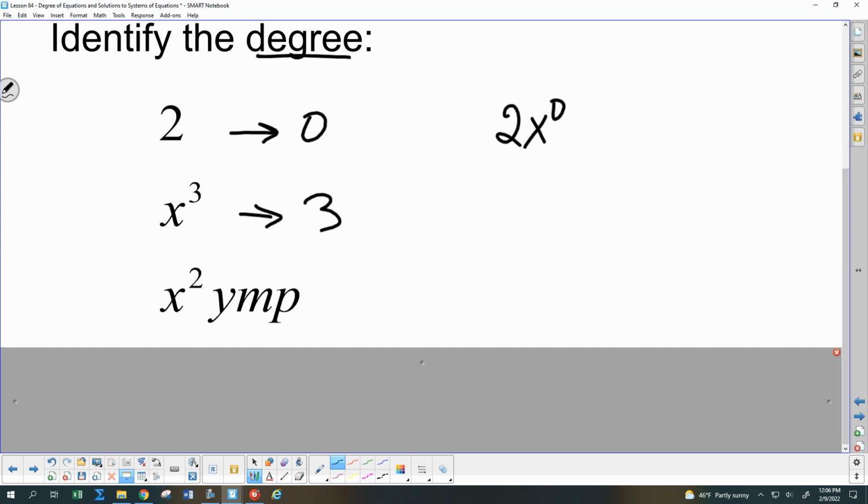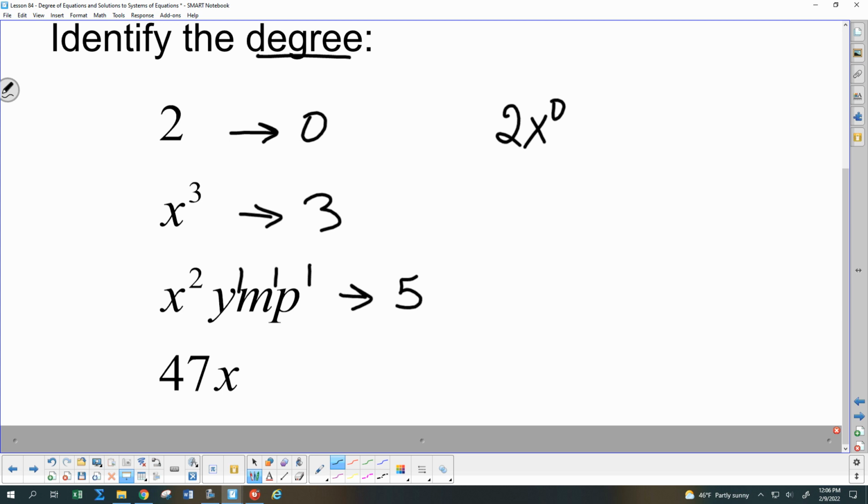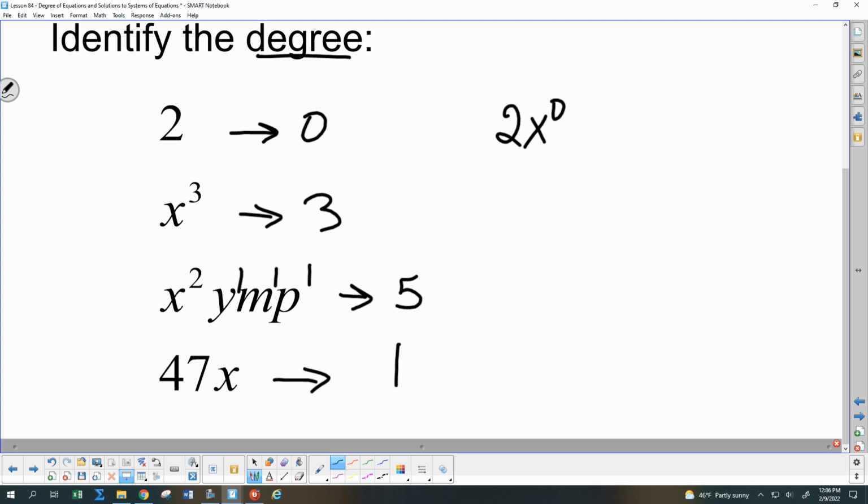Okay, this one's a little bit trickier. Your definition said the sum of the exponents. So x has an exponent of 2. What's the power of y? And m and p, and add them all up, and we have, so this one has degree 5. Now, we're not very often going to talk about things that have all these different variables all in one term like that. Most of the time, we'll have things like 5x cubed and 47x. What's the degree of this one? So that much is pretty easy.